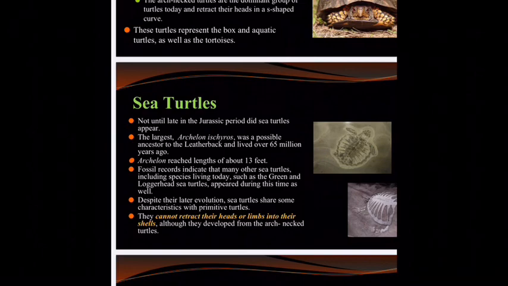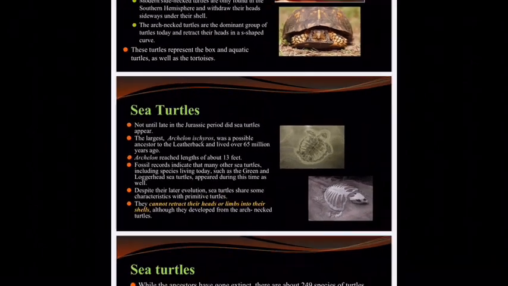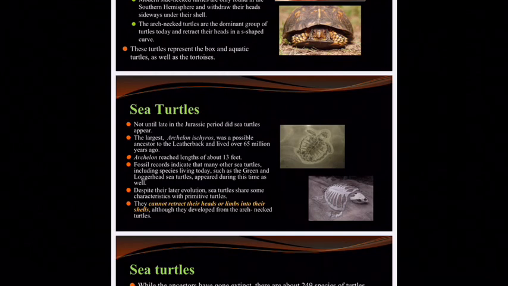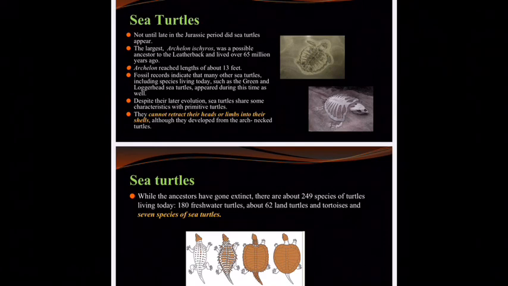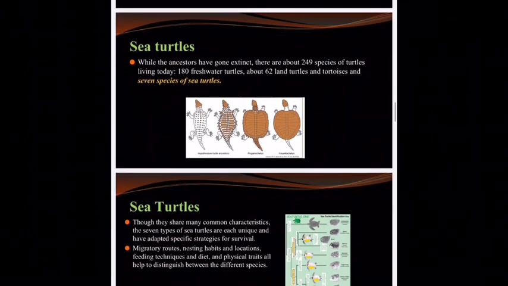So, hint, hint, wink, wink, star, underline. An example of a test question might be, what is one thing that sea turtles cannot do that our land, our box, or aquatic turtles and tortoises can do? And you would say they can't retract their head or their limbs into their shell for protection. All right, so while the ancestors of our modern sea turtles have gone extinct, there are 7 species of sea turtles that still remain around today.